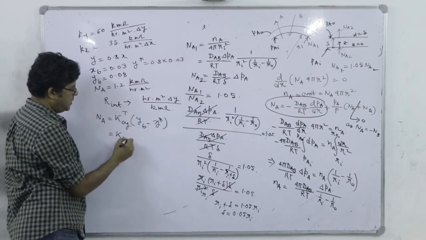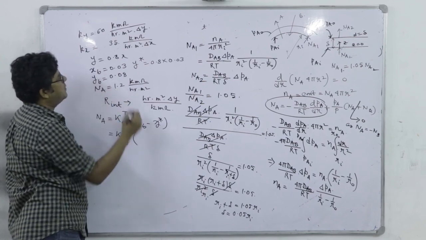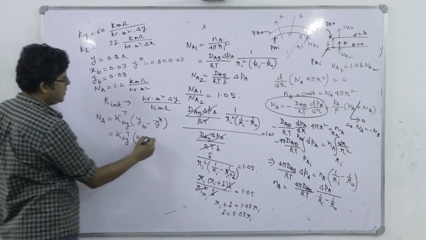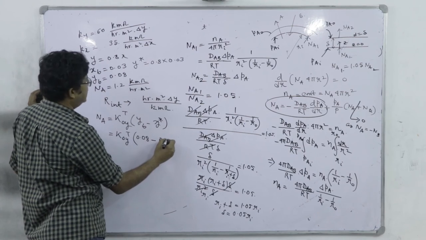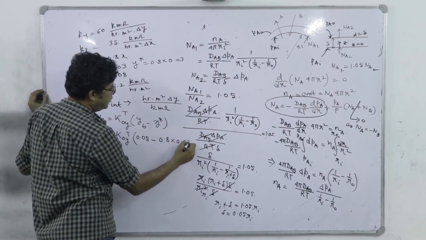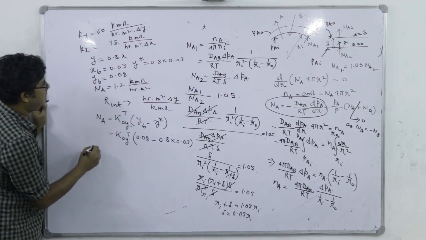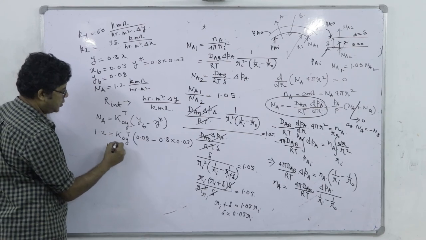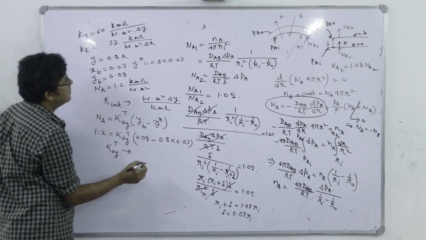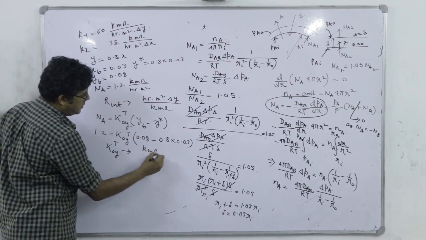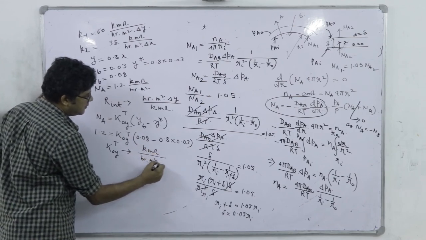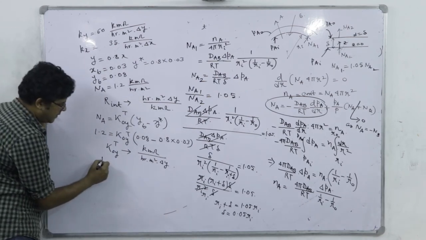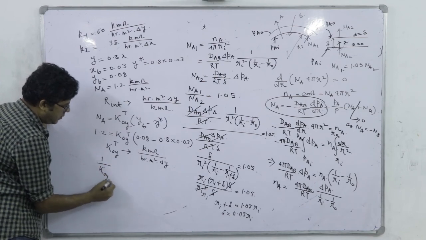So KOY T into YB, YB is 0.08, minus 0.8 into 0.03, and that's equal to Na, and Na is equal to 1.2. So KOY total I will get in kilomole per hour meter square delta y. Correct. Now, from this kx and ky value, I can get 1 by KOY.